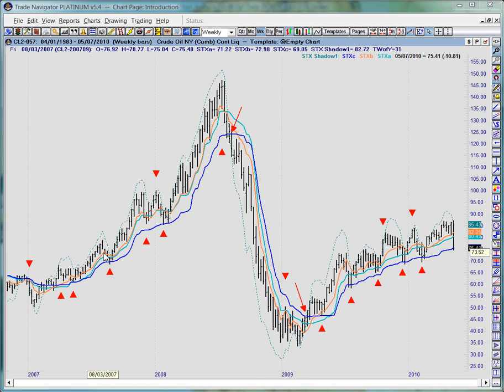In addition to that, it can assist in the detection of terminations of reaction points. That is, locations where the fast STX pulls back to the regular STX, and or in some cases the regular STX can pull back to the slow STX. At any rate, price penetrations of one or two or all three of the STXs is another way to identify these reaction points, such as here, here, here, here, here, and so on.